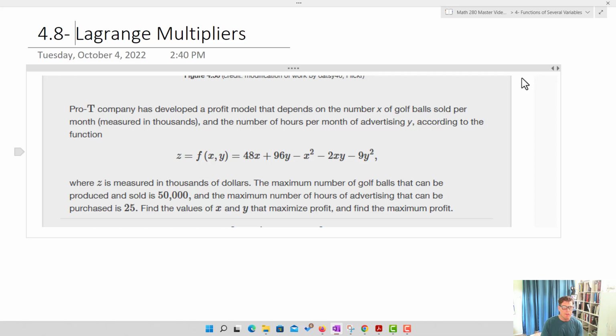The maximum number of golf balls that can be produced and sold is 50,000, and the maximum number of hours of advertising that can be purchased is 25. Find the values of x and y that maximize profit, and then find the maximum profit.